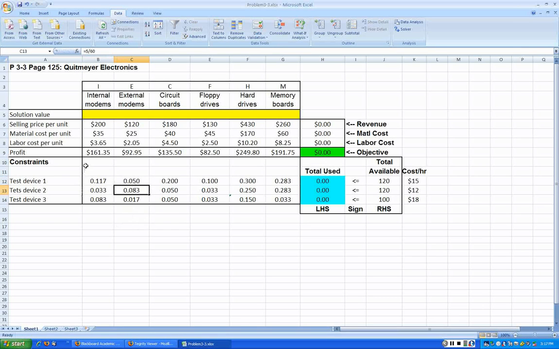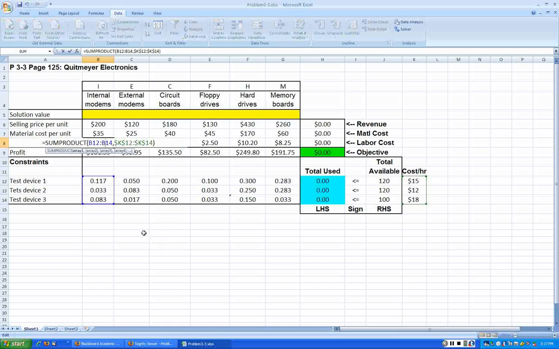Now, we don't want to maximize the revenue. What we want to maximize is the profit. We are given the material cost, but we need to figure out the labor cost. Now that we know, for example, an internal modem takes these many hours on device 1, those many hours on device 2, and those many hours on device 3, multiply these hours by their respective cost per hour. That is the sum product of the time the internal modem takes on each of these 3 devices, multiplied by the respective hourly rate. That gives us the labor cost.